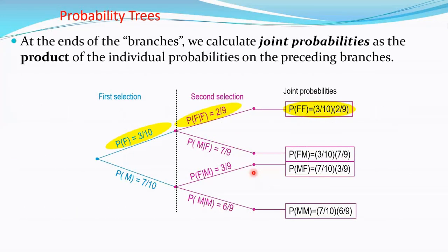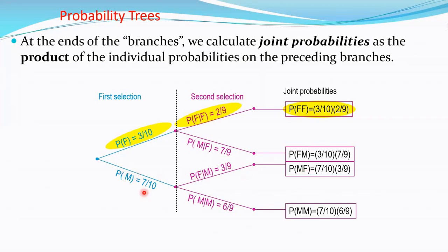So at the end of the branches, we can calculate the joint probability, right? So this means both selections are female: 3/10 into 2/9. F and F, both are female. This branch indicates first is female, second is male. That is 3/10 into 7/9. Right? So this branch indicates first male and the second female.